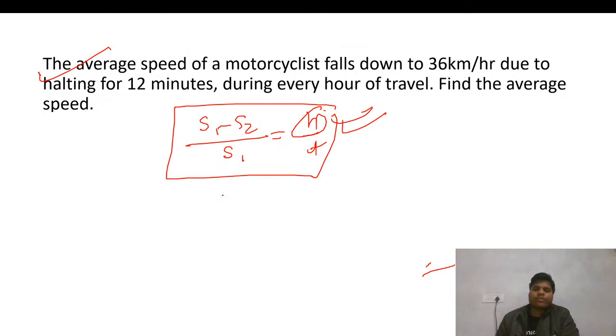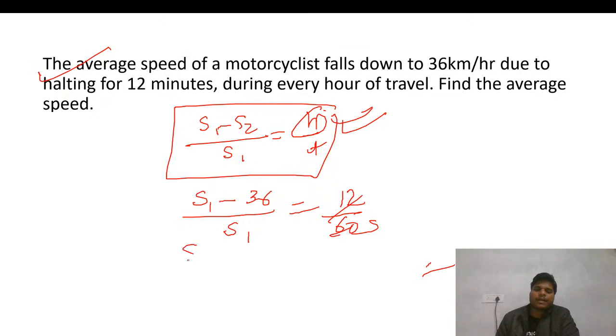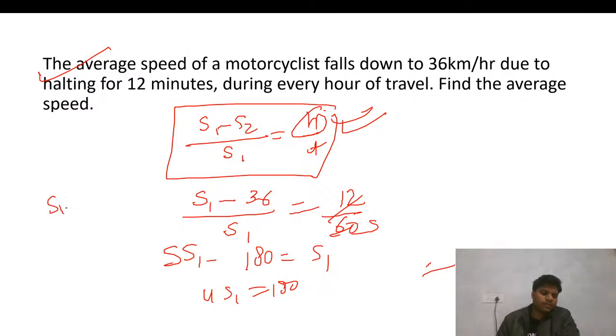Okay, so S1 is the speed we require, S2 is 36, and the halt is 12, and for every hour, so that's why 60. So 5 S1 equals 180. I hope my calculations are right. And 4 S1 equals 180, so 4 4 16 45, the speed is 45.